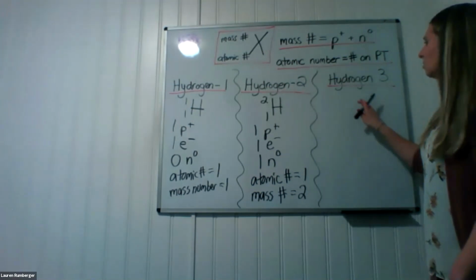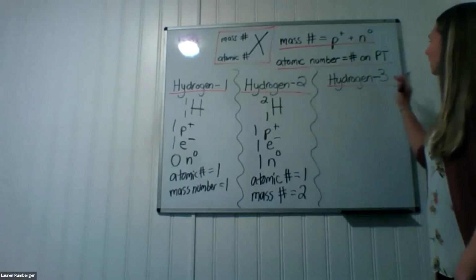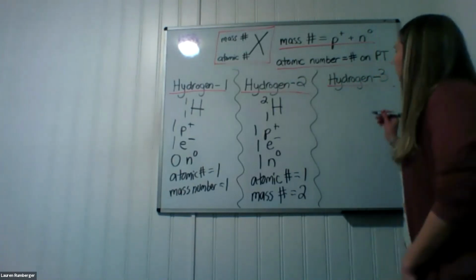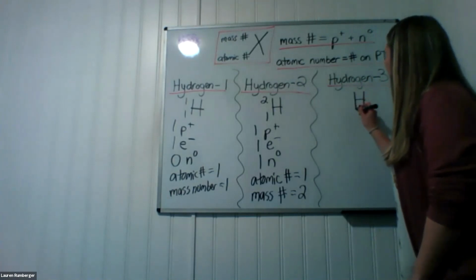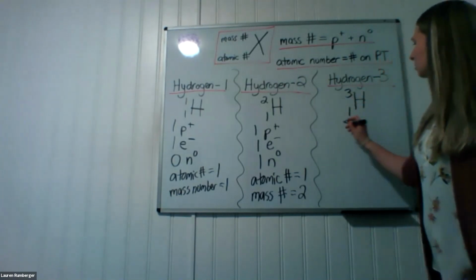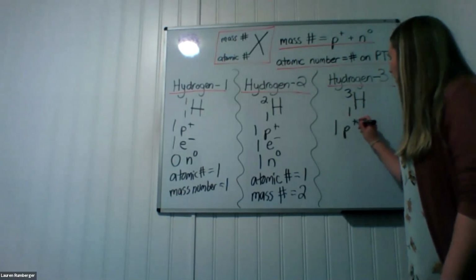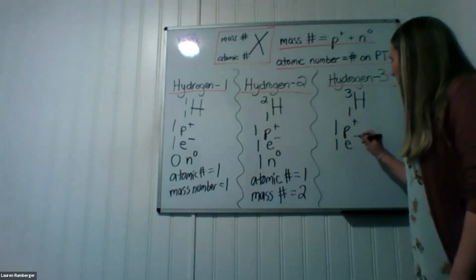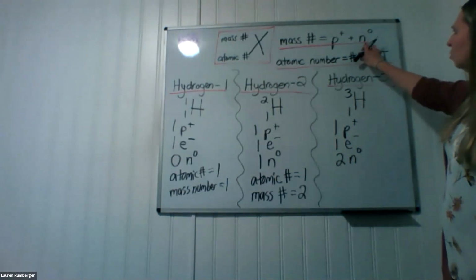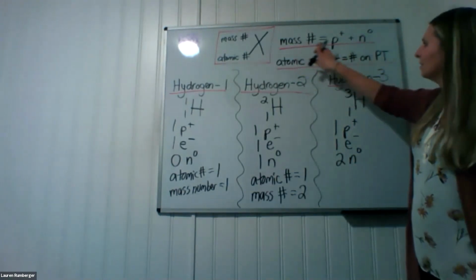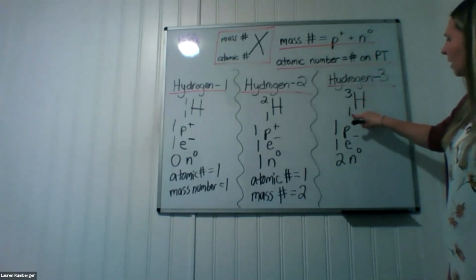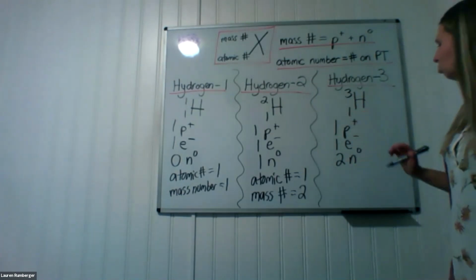Now for the third isotope, we have hydrogen-3. What that means is that the mass number is 3. So we have hydrogen, the atomic number stays the same, and the mass number is 3. So now this means we have 1 proton, 1 electron still, and 2 neutrons now. How do we figure out the number of neutrons? We can subtract the number of protons from the mass number. So subtracting 3 minus 1 gives us our 2 neutrons.